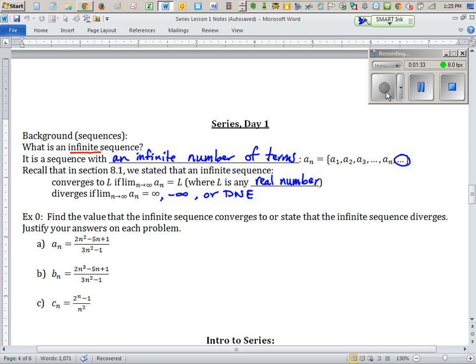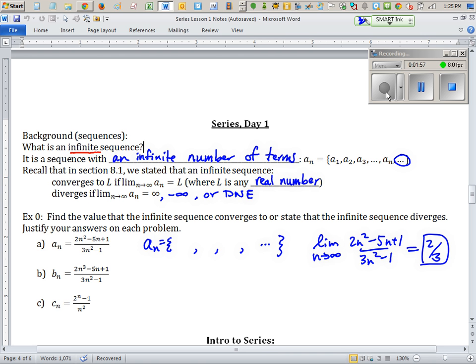If you wanted to, you could plug in numbers, for example 1, 2, 3, 4, 5. But what you'll notice is that the numbers in the list are all getting closer to 2/3. Why? Because the limit as n goes to infinity of (2n squared minus 5n plus 1) over (3n squared minus 1) is 2/3. See? You don't have to make a list and stare at the numbers. You just answer this question: what is the limit? And bam, you've got the convergence value. There it is, 2/3.